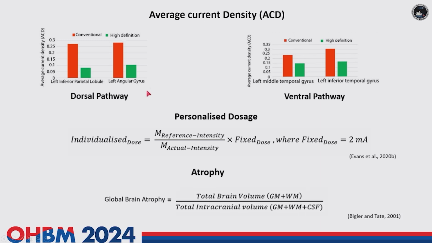And then to understand how much atrophy is there in a particular scan, we used the CAT12 toolbox. We estimated the volume parameters and then calculated the global brain atrophy from this formula.